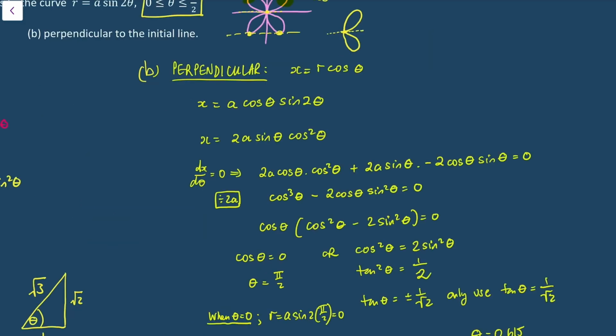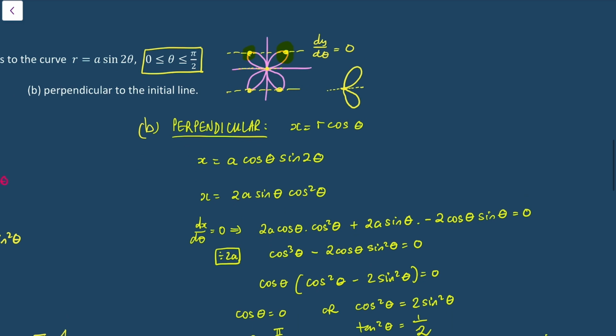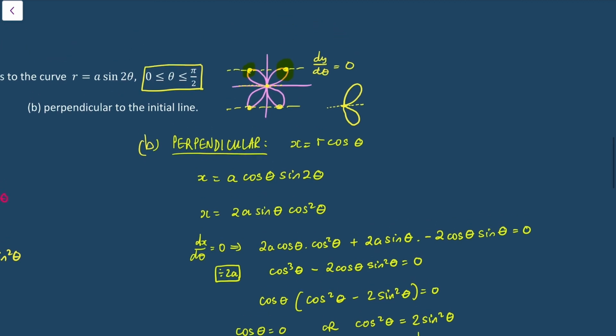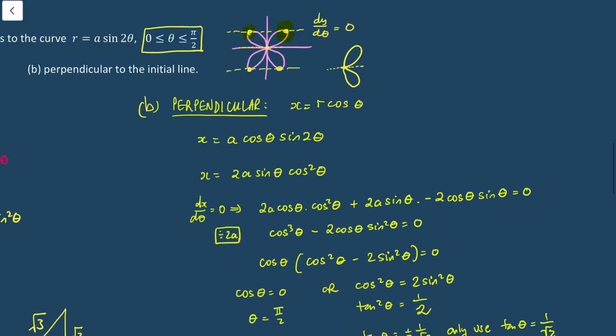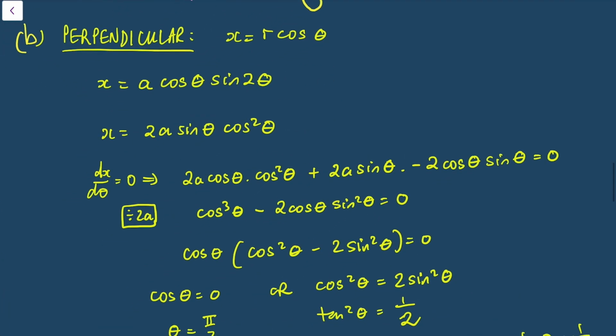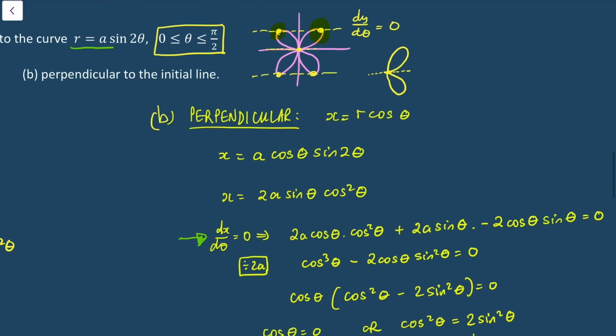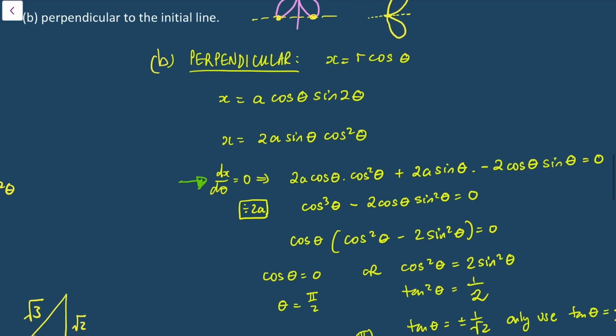Okay, so I've written up the solution to part B, where we had to find the equation of the line perpendicular to this polar curve. And remember, it's between 0 and pi by 2. And so let's just talk through this. For perpendicular, I know that I want to find where dx d theta is equal to 0. So I start by finding an equation for x. I know that x is r cos theta. But I also know that r is equal to a sine 2 theta. So I sub in a sine 2 theta in r's place.